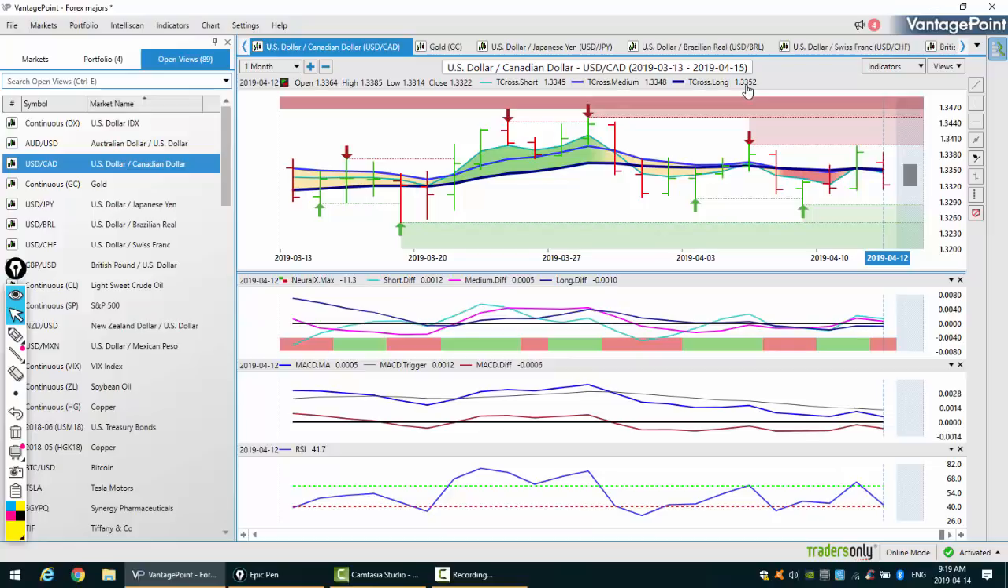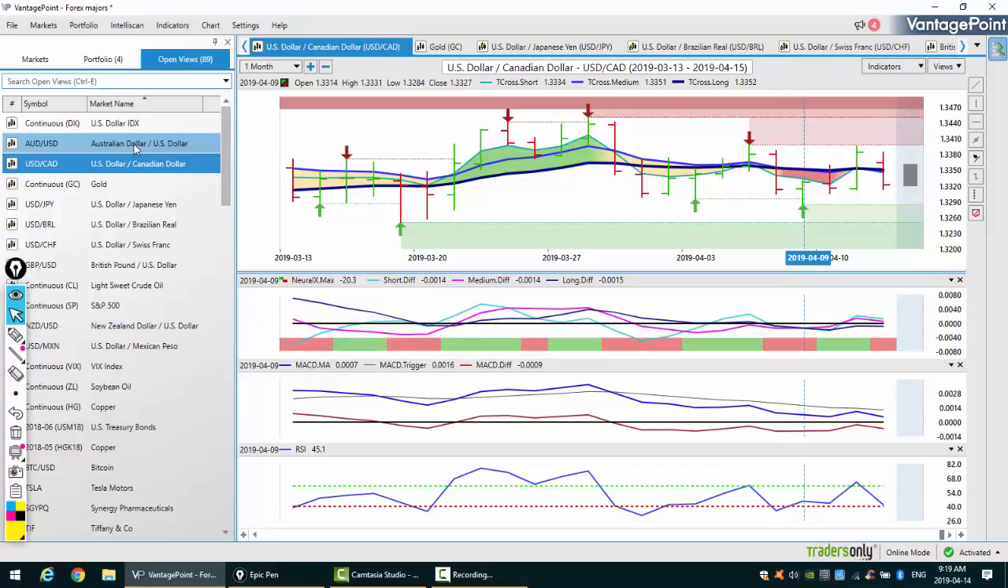But if we're closing above that area, then we want to get long. But here's a trick, guys. Always be very cautious on price action on US Canada on Monday. Usually whatever it does on Monday, it does the exact opposite on Tuesday. So keep that in mind if you're trading this pair. And again, be careful and watch your predicted differences and your neural index for the next move.